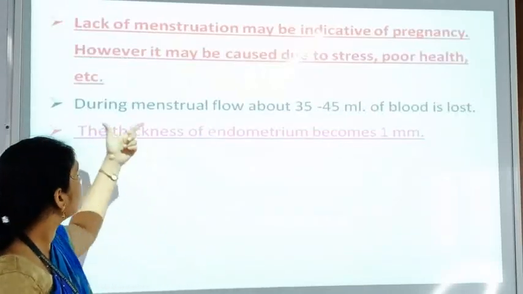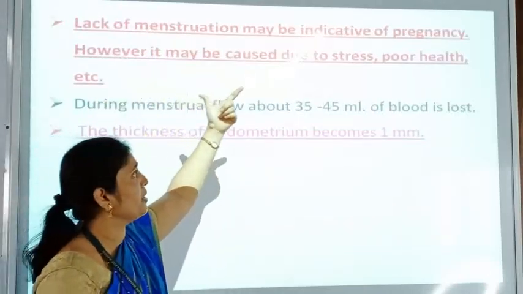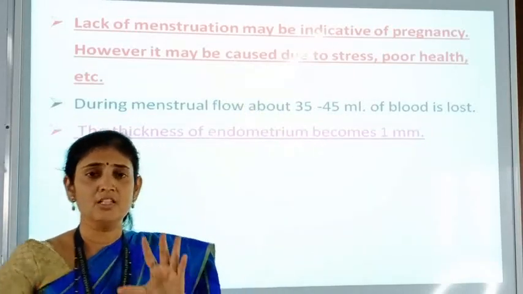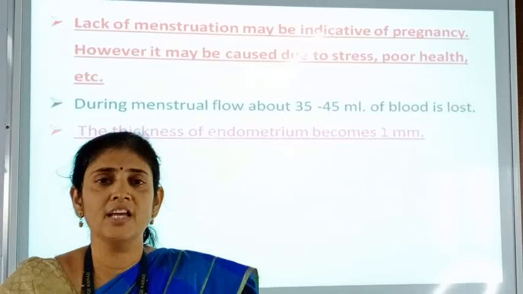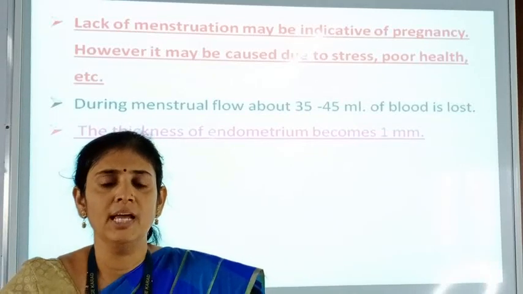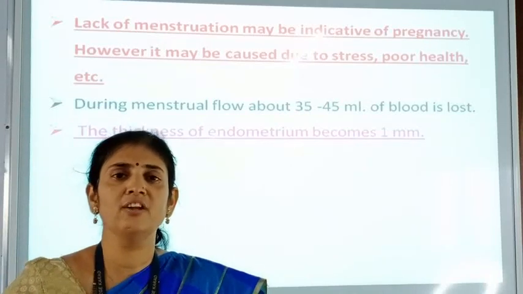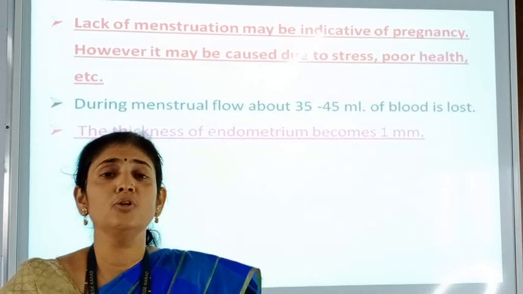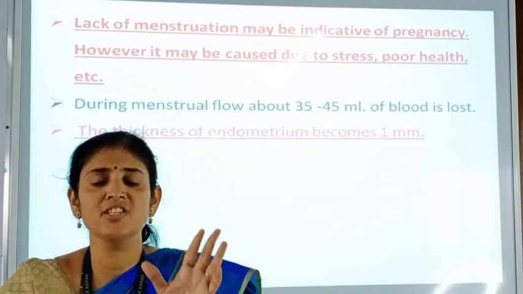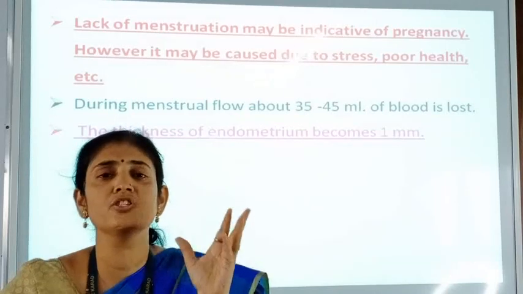So here lack of menstruation may be indicative of pregnancy. Suppose a pregnancy is conceived, what happens? There is no degeneration of the ovum and no degeneration of the endometrial walls present in the uterus, and therefore there is no bleeding, and therefore the menstrual cycle is going to be stopped.